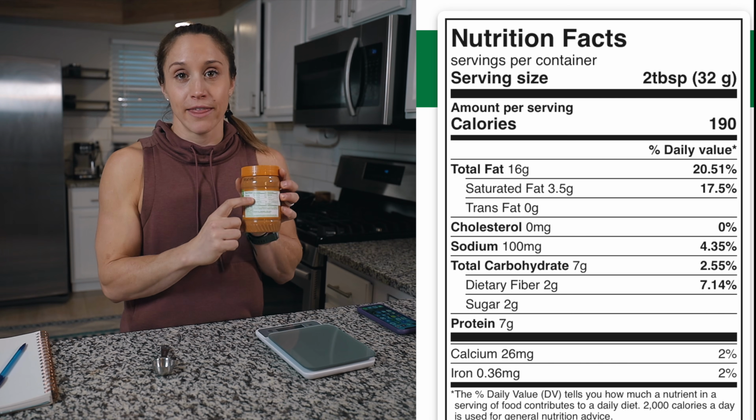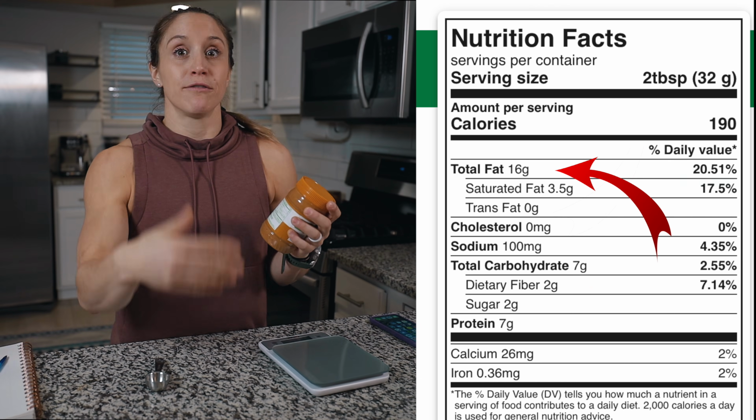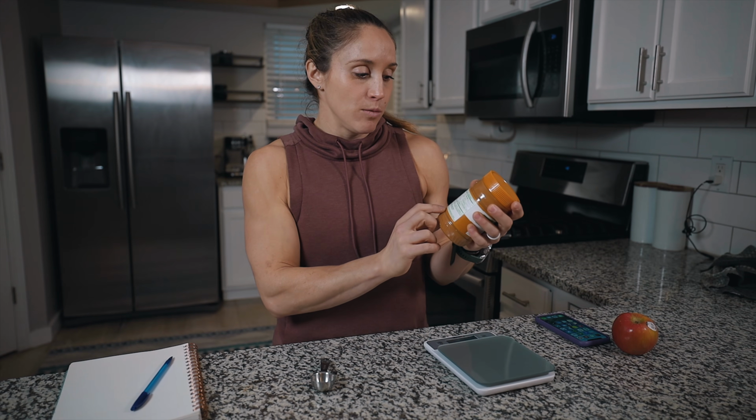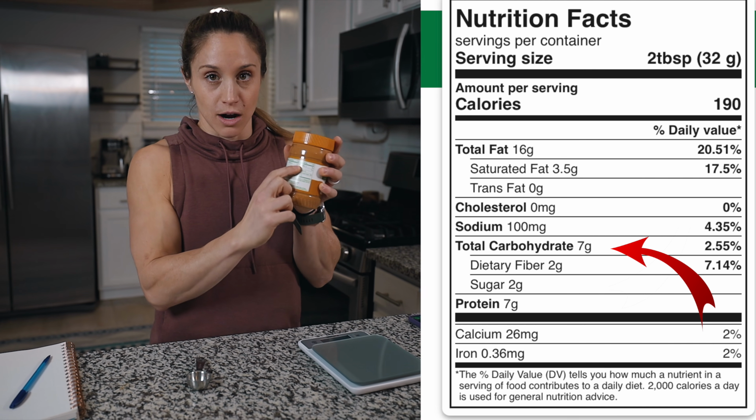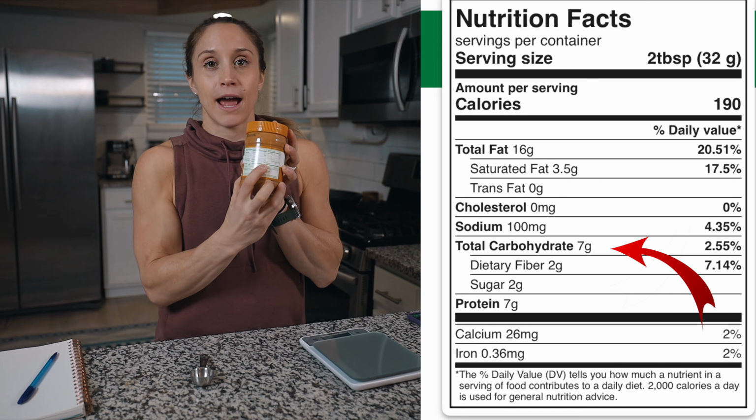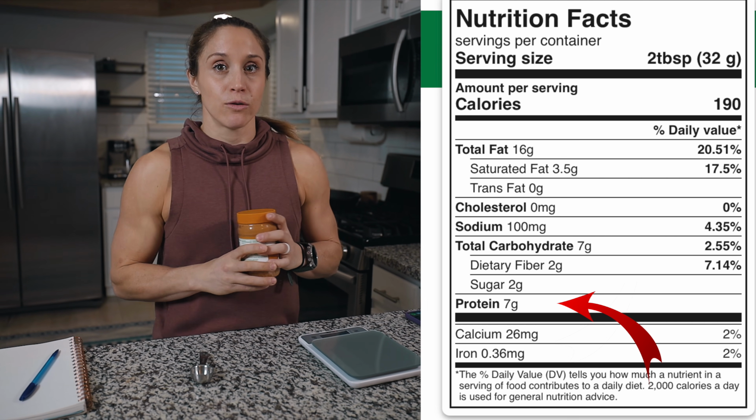On our nutrition label, the 3 most important things that we're going to be looking for when we're counting macros are, first, the first line, which says total fat. That's going to give us our fat, which is what we just talked about. Then we have total carb, which is our carbohydrate. And then finally, we have protein. So those are the 3 categories we are looking for.